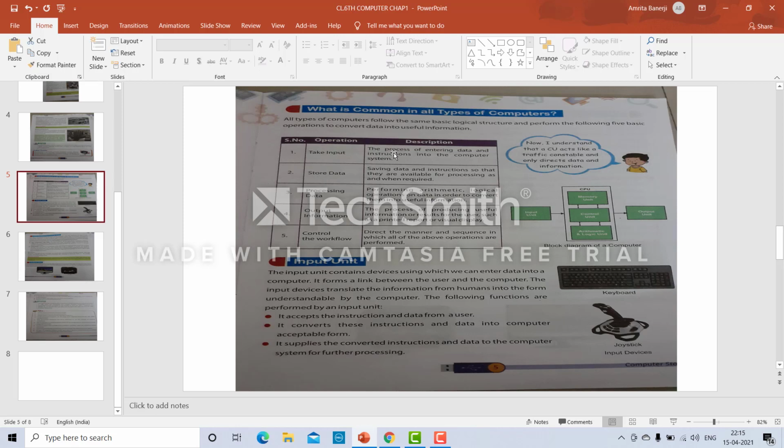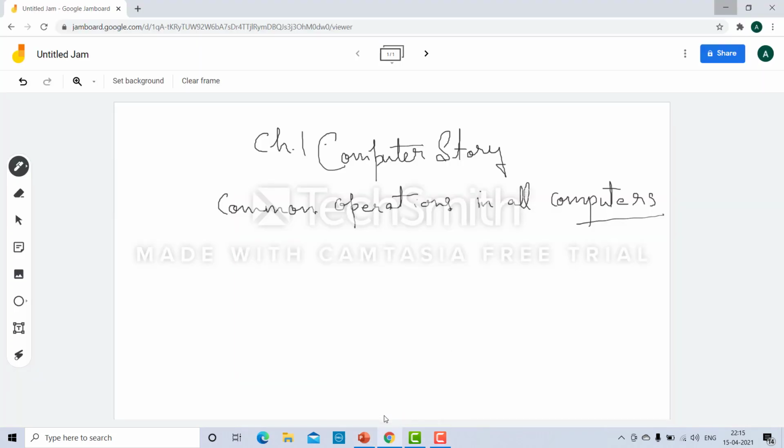Now, children, in this video, we will be discussing the further topics of our chapter number 1, that is computer stories. So, let us continue. In the previous chapter, we have seen the classification of computers based on size. Now in this video, we will be discussing the common operations in all computers.